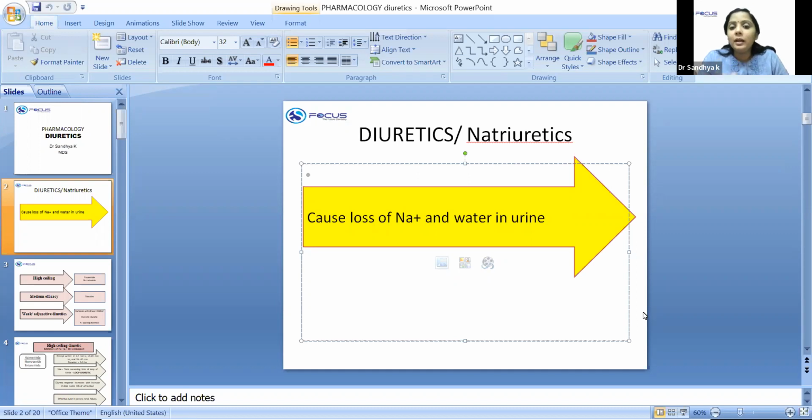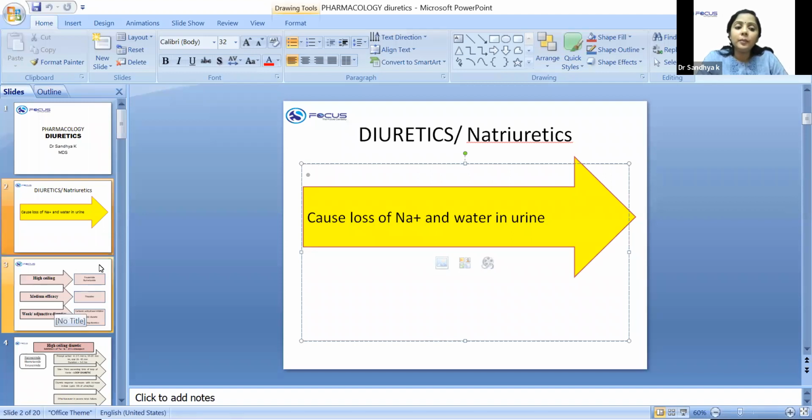So its action won't cause any problem to the body. We give diuretics in case of renal failure or some such conditions. In such conditions, it removes the excess sodium and water present in the body via the urine.